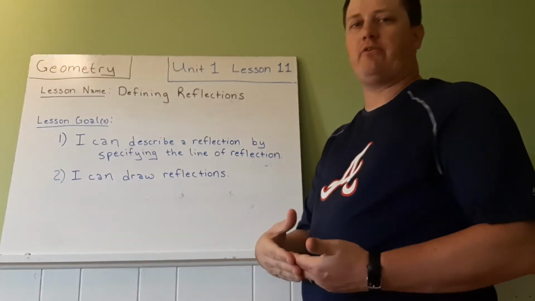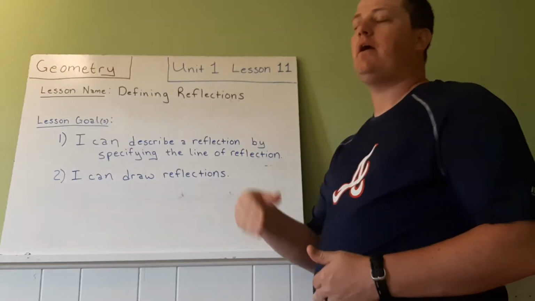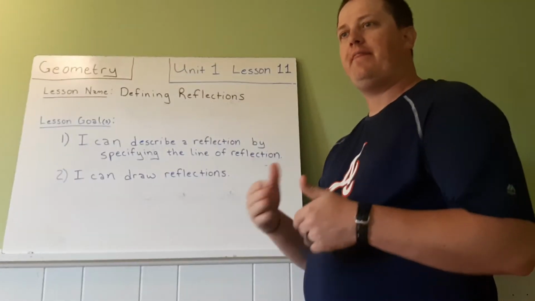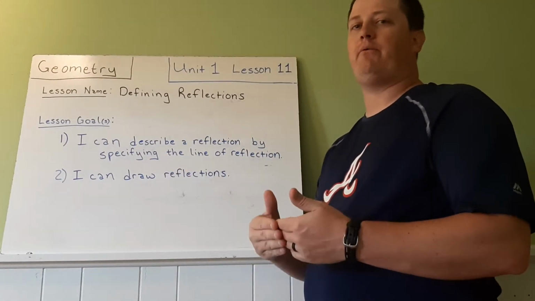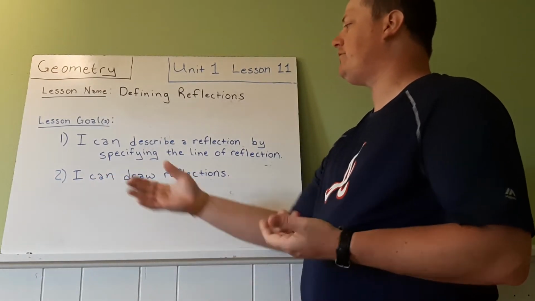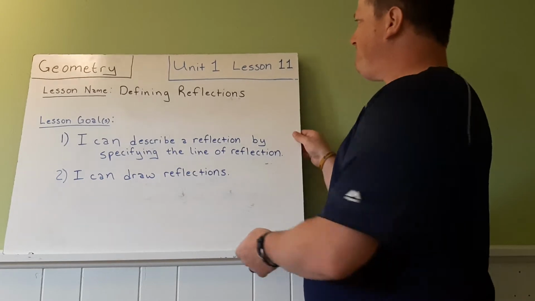So think of the line of reflection as similar to a mirror. You all have looked in a mirror and seen the reflection in the mirror. That's kind of what we're doing. We're going to draw that reflection on the other side of the mirror. And our second goal is to draw the reflection.